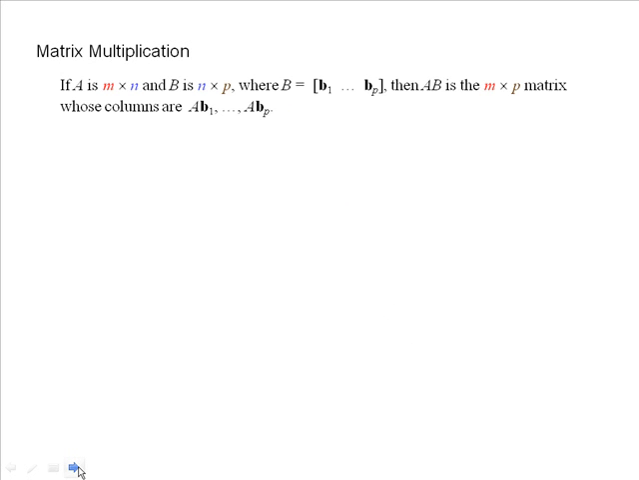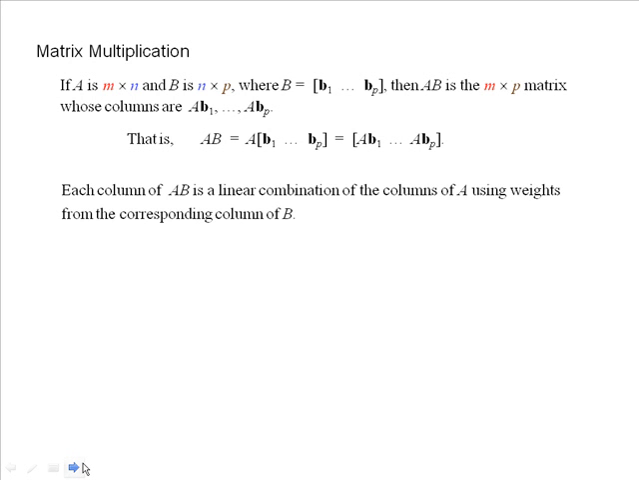Now we want to look at matrix multiplication. If A is an m by n matrix and B is an n by p matrix, where B consists of the column vectors B1 through BP, then the multiplication A times B is the m by p matrix whose columns are simply the matrix A times each column of B: A times B1 all the way to A times BP. So that is, when I multiply A times each column, those become the columns of my matrix AB.